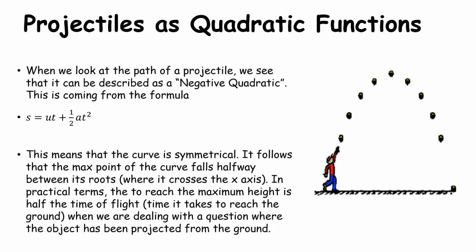Think of the roots of the quadratic, so where it crosses the x-axis. We can take the x-axis as our starting point. So usually we don't take the height of the person throwing this into account. However, we do see questions where we're throwing it off a cliff, and we need to understand how that works.